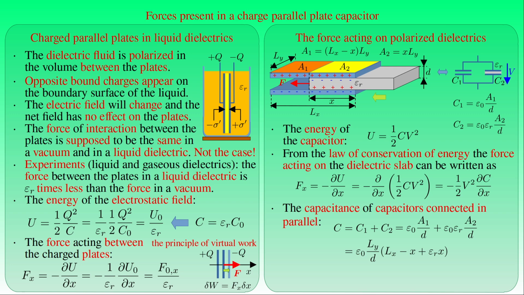If we substitute this expression into the force equation and calculate the derivative, then the force Fx acting on the dielectric slab can be written as negative 1/2 times the square of the voltage V through the capacitor, times the ratio of the vacuum permittivity epsilon naught times the length Ly of the plates in the direction perpendicular to the motion of the slab to the distance d between the plates, times the relative permittivity epsilon R of the dielectric minus 1. We note that the force acting on the polarized dielectric slab is proportional to the square of the potential difference between the plates, where the constant of proportionality depends on the geometry of the capacitor and the relative permittivity of the dielectric material.